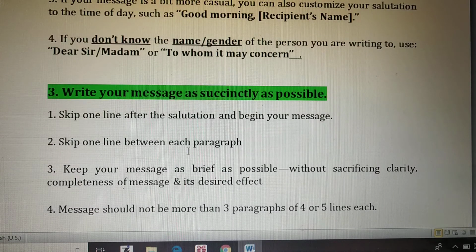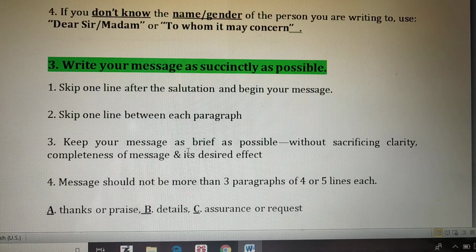Third point, write your message as succinctly as possible. Succinct means briefly and correctly. See, first you write the salutation, Dear Sir, Respected Sir, whatever that may be. Then keep one line distance. Then you should go to another line with the paragraphs. As far as paragraphs are concerned, you should keep at least one line distance between the paragraphs. Now, keep your message as brief as possible, without sacrificing clarity, completeness of message and its desired effect.